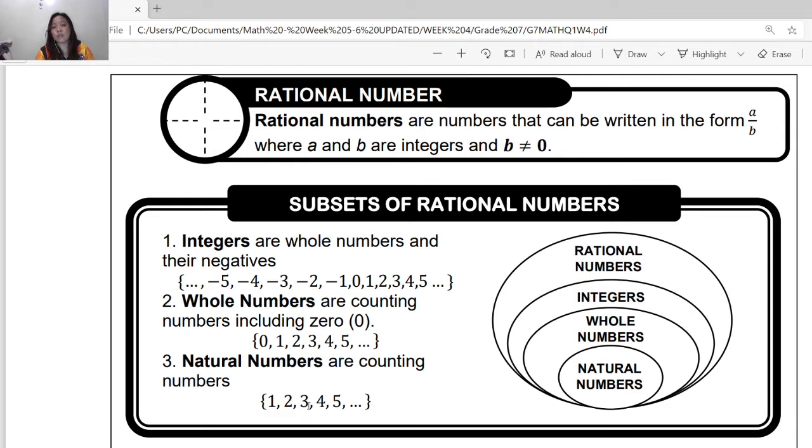What are natural numbers? Natural numbers are counting numbers. Those are the numbers that we use in counting. So those are 1, 2, 3, 4, 5, 6, and so on. So the set of counting numbers are called natural numbers. And those natural numbers can be found in the set of whole numbers because whole numbers are counting numbers including 0.